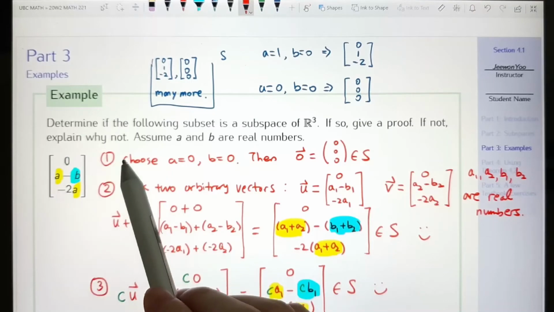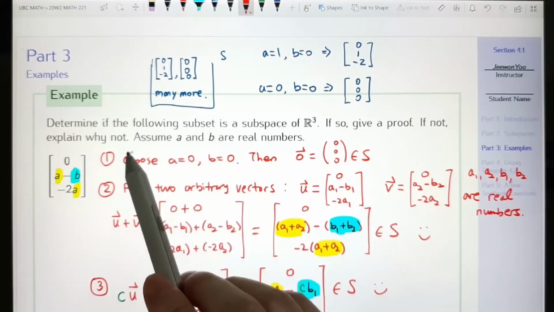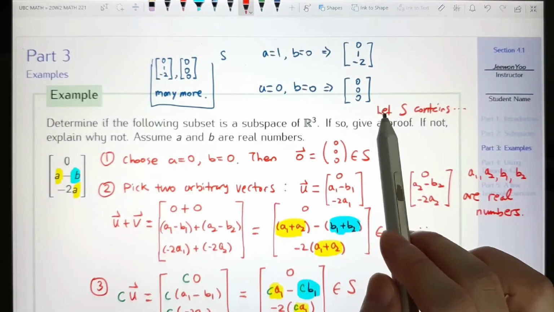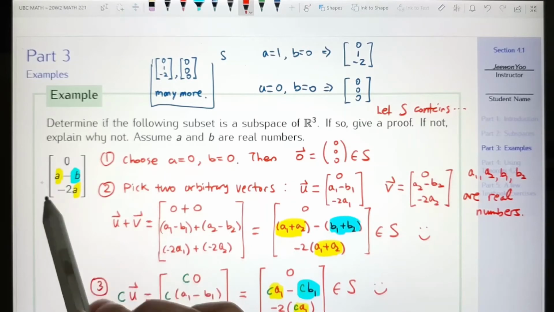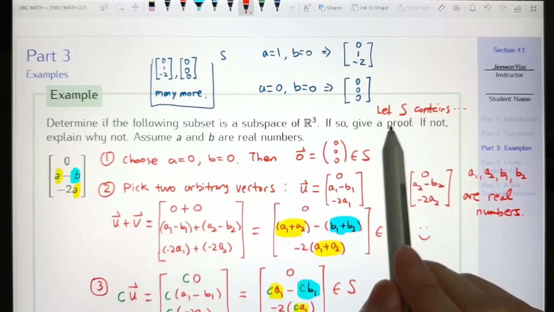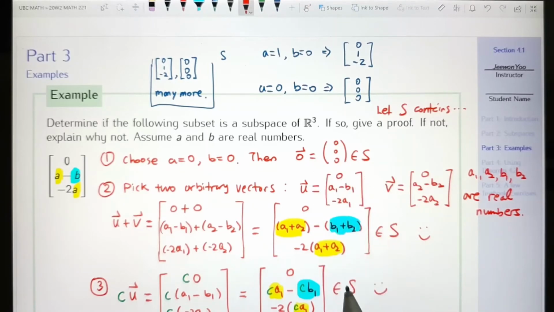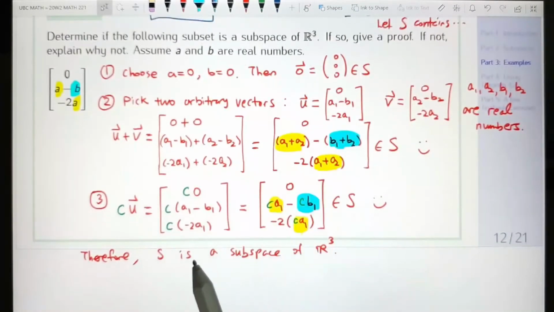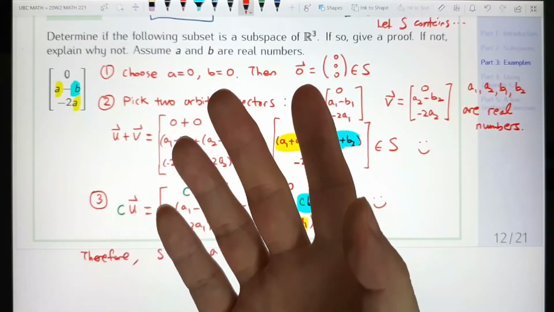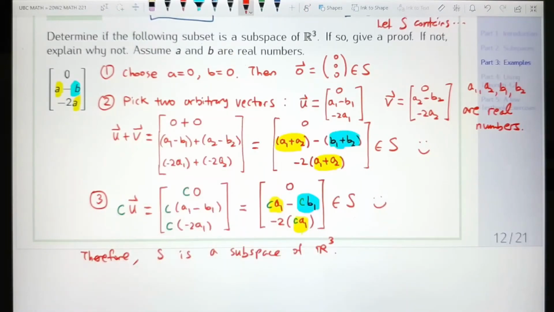So if you like, you can write it as a first sentence. Let S contain all vectors of the form 0, a minus b, negative 2a. Then we can use S here, S here, S here. And therefore, our S is a subspace of R3. Thank you. This is the end of the second example. The first two examples, if you noticed, were examples of some subspaces, right?